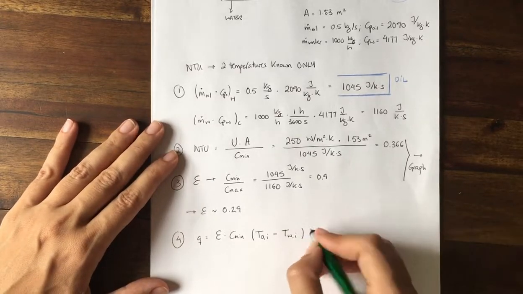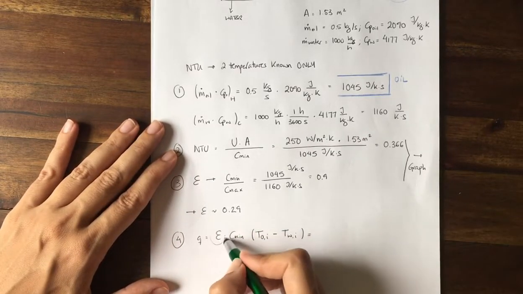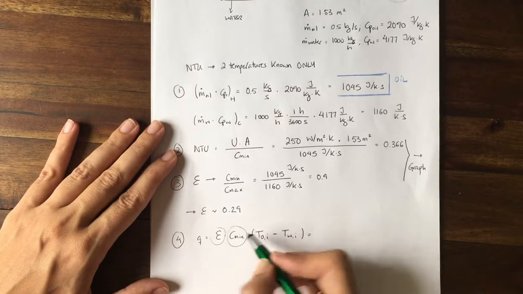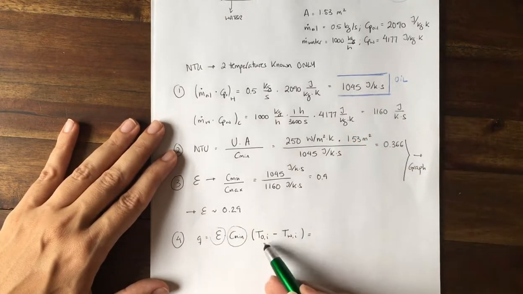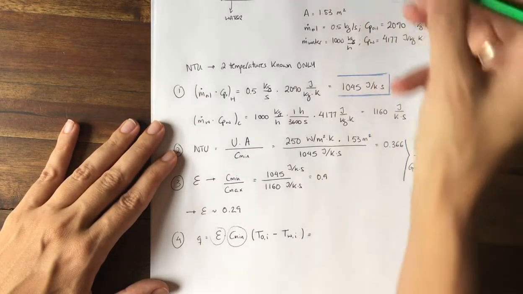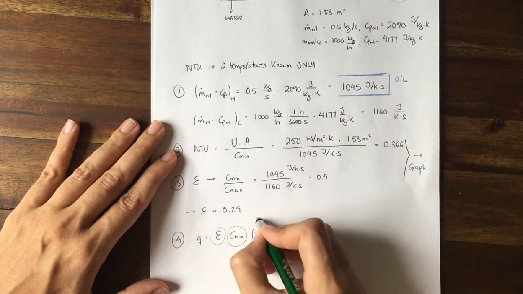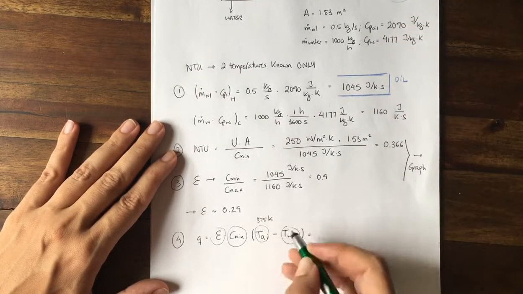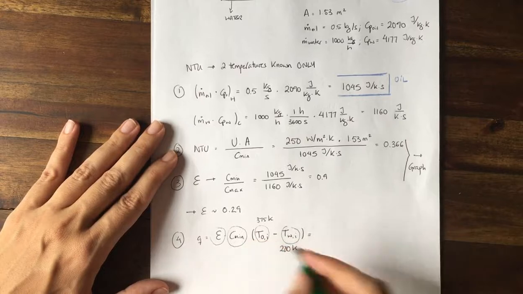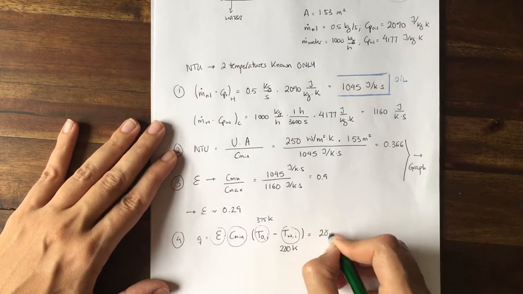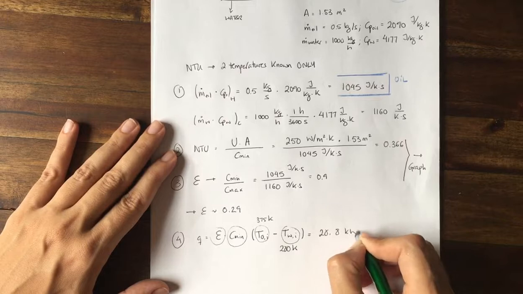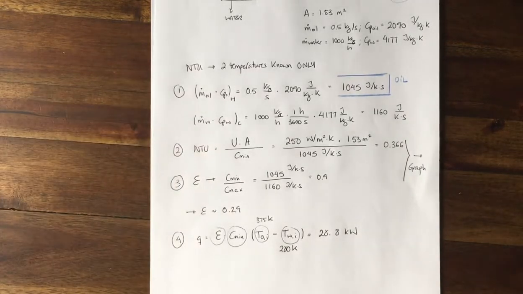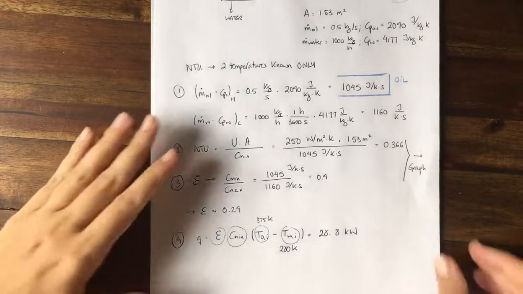And this is equal to, the efficiency is 0.29. This minimum capacity is 1045. The temperature at the inlet of oil is 375. The temperature at the inlet of water is 250 Kelvin. So in total, the heat is equal to 28.8 kilowatts. But the problem is not asking about the heat. The problem is asking about the different temperatures.